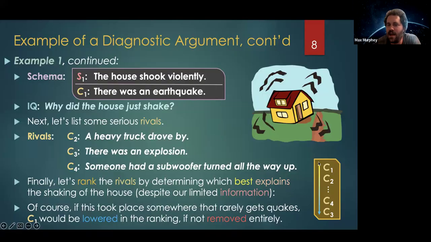Now, of course, this is based on very limited information, so we would want to do an investigation if we really want to solidify our ranking and try to have a strong argument, not just a sound argument. So, for instance, if this took place somewhere that rarely gets earthquakes, that would be pretty relevant information. We might want to know, where is this house? If it was somewhere that is nowhere near a fault line and they never get earthquakes, then C1 would certainly be lowered in the ranking, if not removed entirely. Maybe it wouldn't even be a serious rival if it's a place that never gets earthquakes, right?